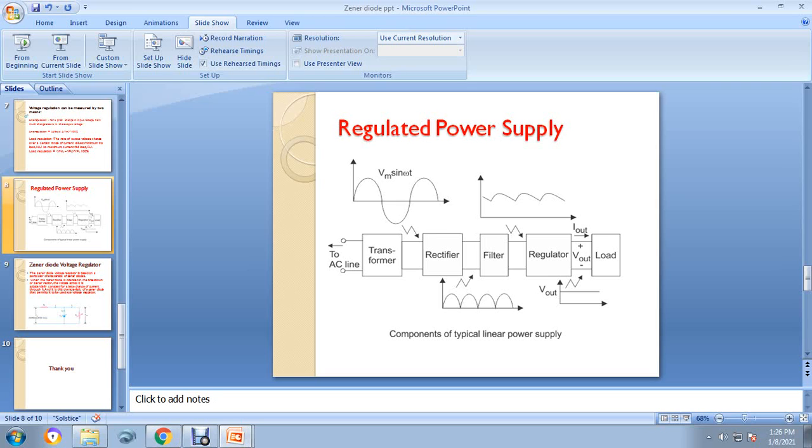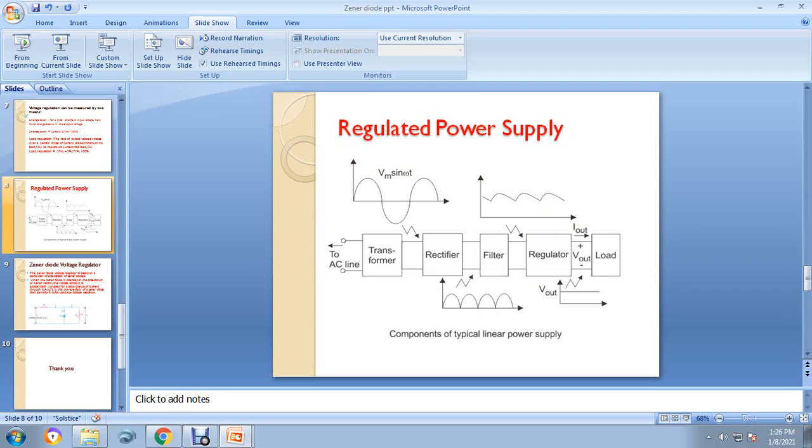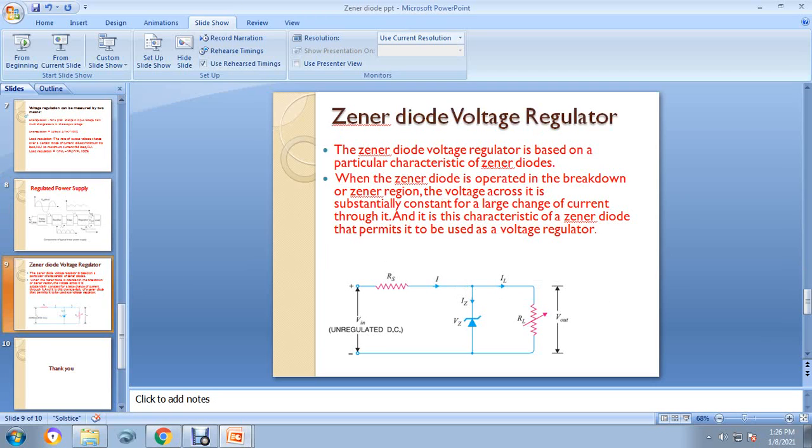Now for that, simply we can use the Zener diode voltage regulator. By using a Zener diode we can achieve this pure DC waveform of voltage. This Zener diode voltage regulator is based on the particular characteristics of the Zener diode: when the Zener diode is operated in the breakdown region, or the Zener region, the voltage across it is substantially constant for a large change in the current through it.